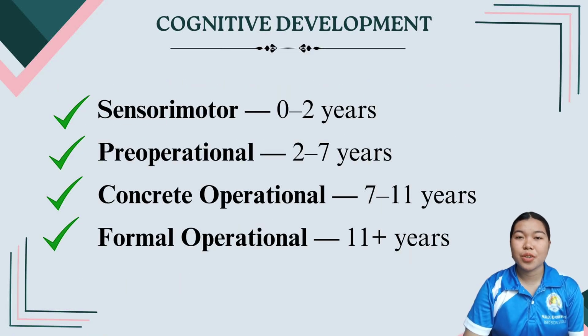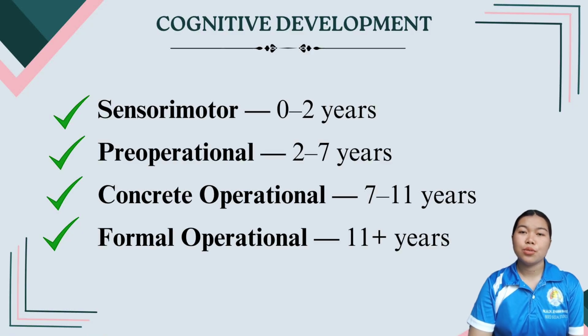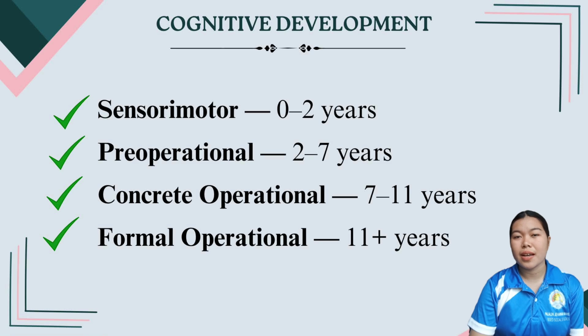Piaget also proposed four stages of cognitive development. The first is the sensory motor stage. From birth to about 2 years old, children learn primarily through their senses and physical actions. One important development during this stage is object permanence. The second is the pre-operational stage from about 2 to 7 years old. Children develop language and symbolic thinking, but their reasoning is still limited, while egocentrism is also commonly associated with this stage.